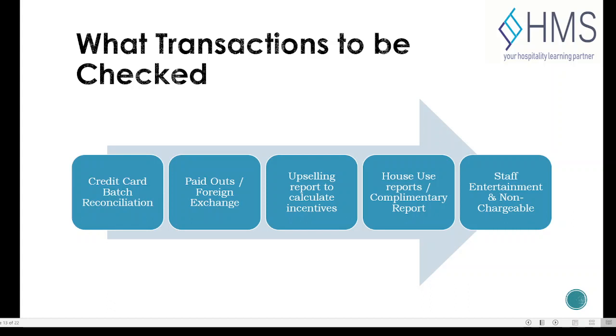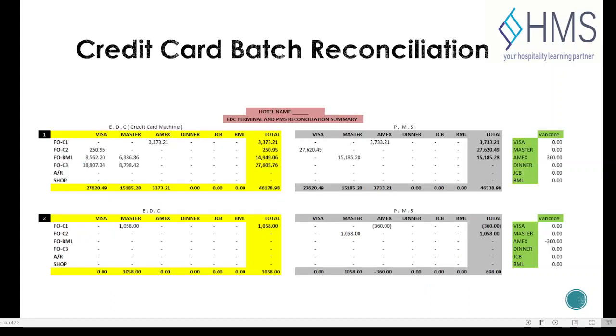Then there are upselling reports which are there to calculate the incentives. Then there are house use reports or complementary reports. Then there are staff entertainment reports which they have to check again for the reasons and approvals. Right, that's an important aspect that the income audit is checking.